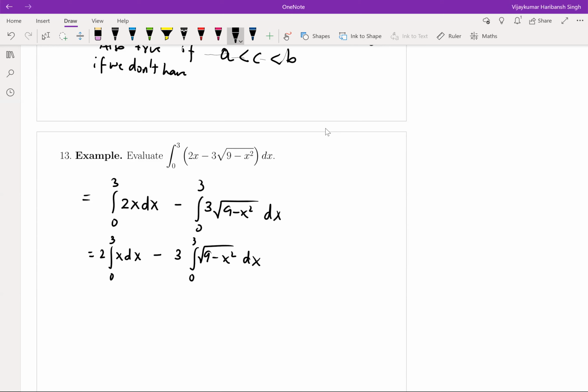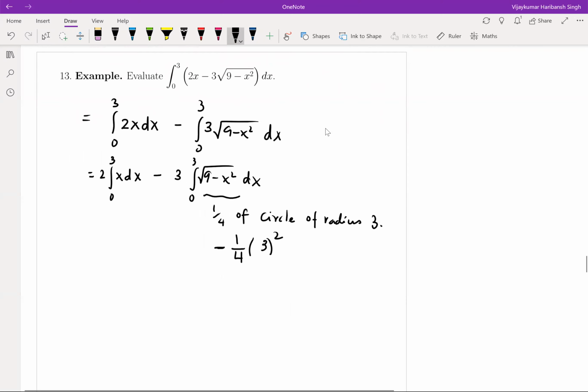Now this again looks like what? This looks like 1/4 of a circle, of radius 3. So this part is going to be 1/4 of pi times 3 squared, with a minus sign.